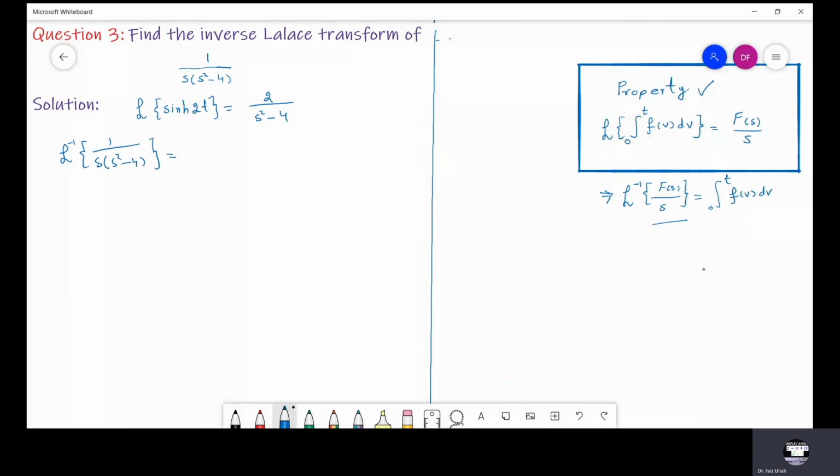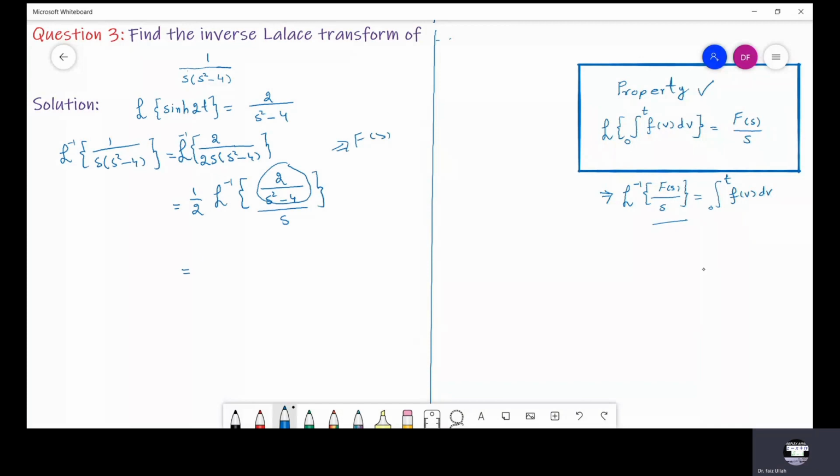Now this can be written as just multiply and divide with 2. So we have 2 over s into s square minus 4. And now let us take its inverse Laplace transform. Now from here we can write that this is equal to 1 over 2 inverse Laplace transform of 2 over s square minus 4 whole divided by s. So you can easily write it like this one. Now here this thing is F of s. This is our F of s.